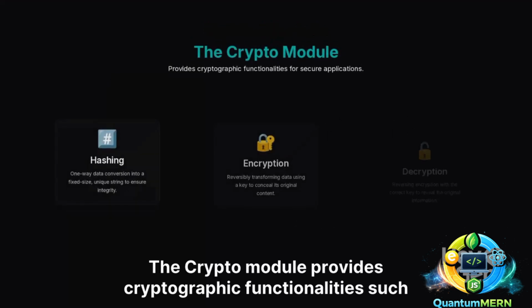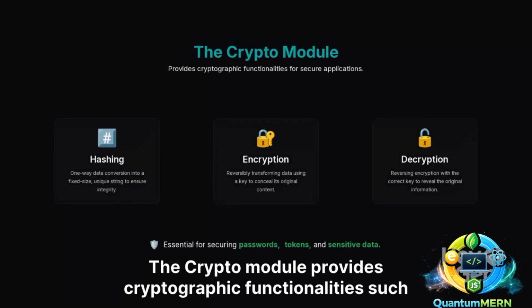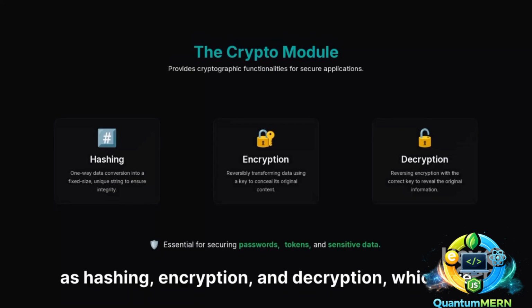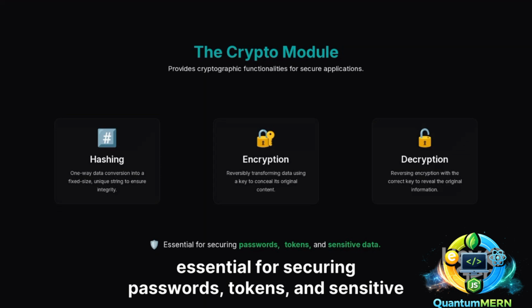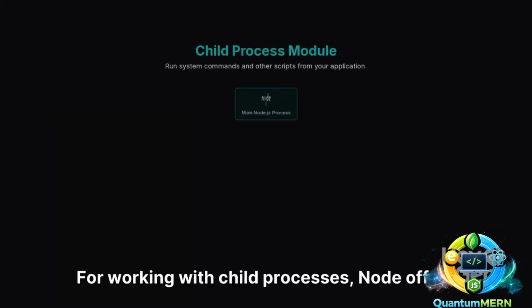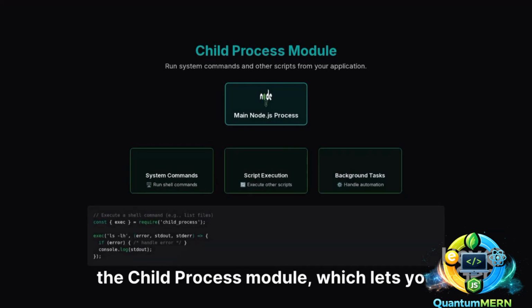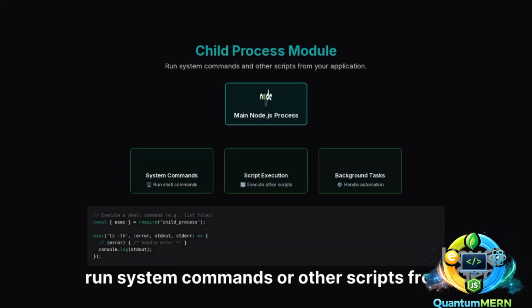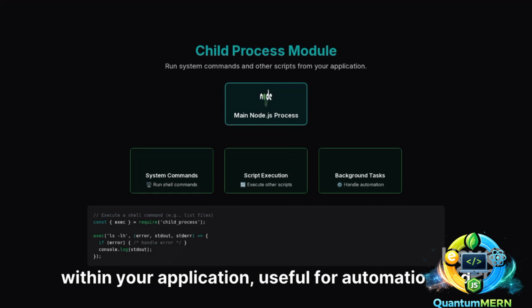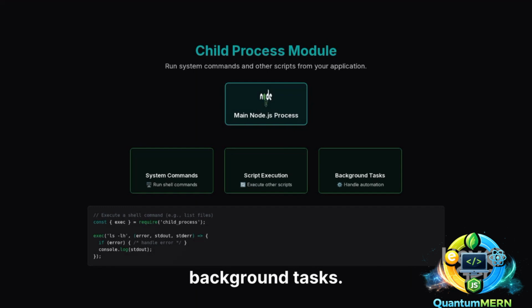The Crypto module provides cryptographic functionalities such as hashing, encryption, and decryption, which are essential for securing passwords, tokens, and sensitive data. For working with child processes, Node offers the Child Process module, which lets you run system commands or other scripts from within your application, useful for automation and background tasks.